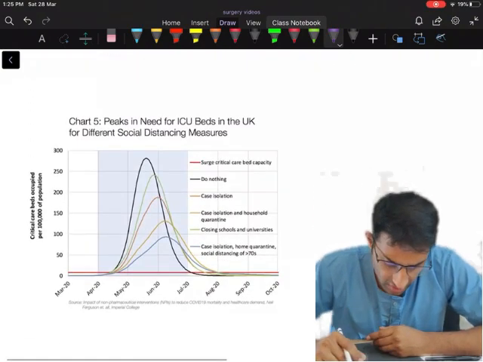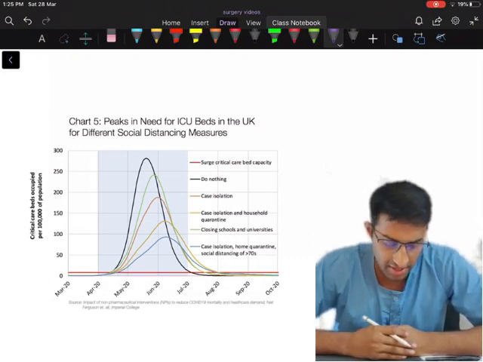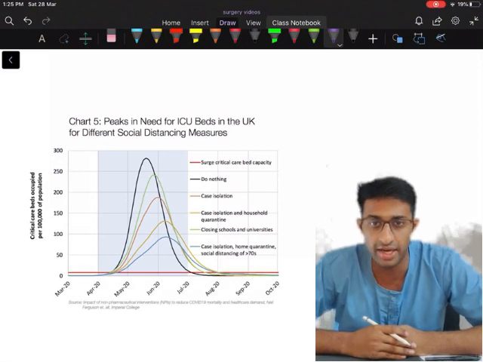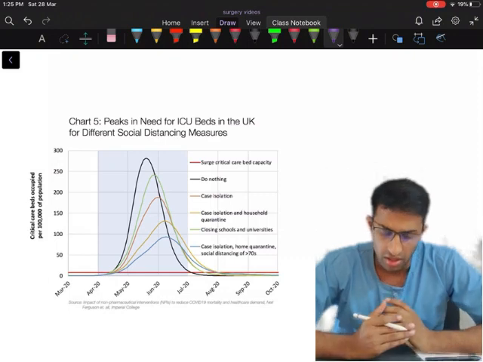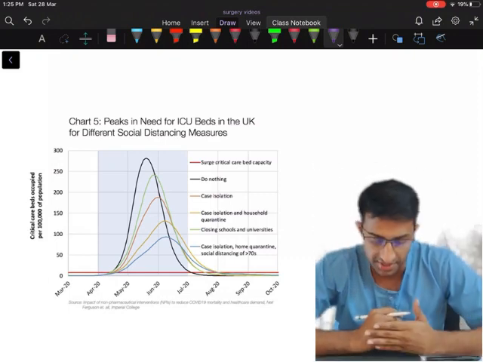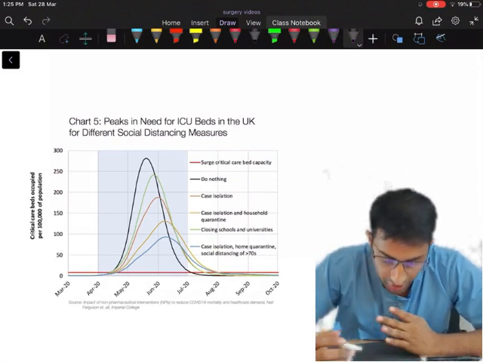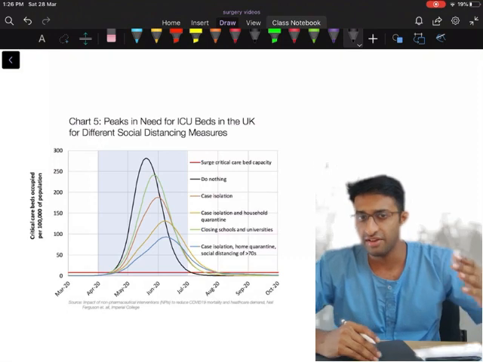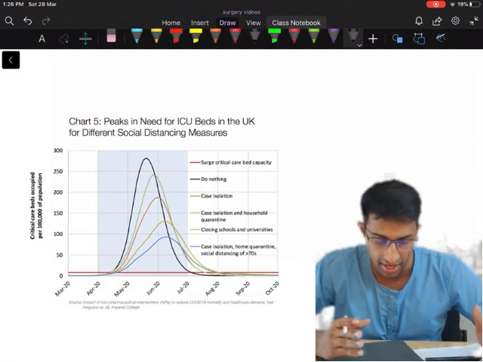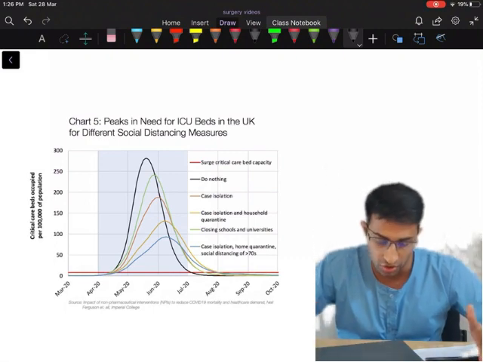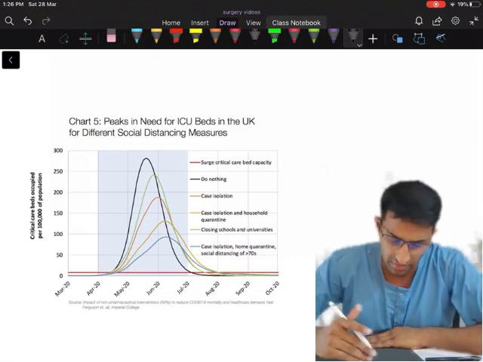This is another graph emphasizing the importance of social distancing. It shows the number of ICU beds needed per 100,000 population. This is a UK based study, with various levels of social distancing. The black line represents what happens if you do nothing. Then the various levels are: if only the cases are isolated, meaning people with suspected coronavirus are isolated; then closing schools and universities; or 100% lockdown, where everyone is quarantined.